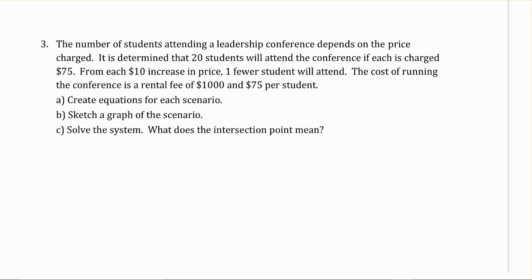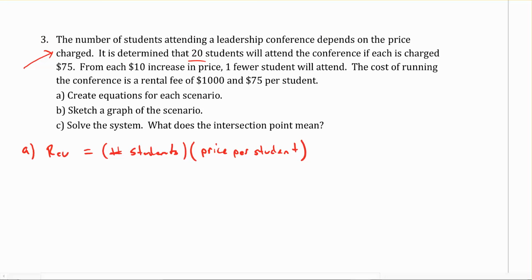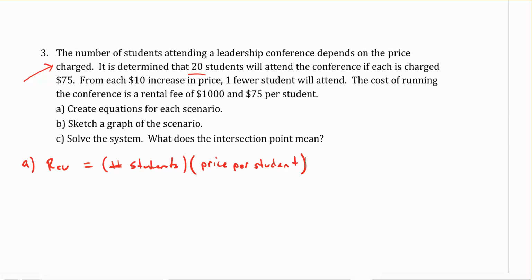Now for the last few questions, I'm going to help you set it up, but I'd like you guys to finish it. So this one says, the number of students attending a leadership conference depends on the price charged. We've done ones like these in other units, right? This should look familiar. It is determined that 20 students will attend the conference if each is charged $75. Okay, so this is one of those revenue questions, right? So it's revenue, our basic equation, is revenue is just going to be equal to the number of students times the price, right? Like that one should be pretty straightforward. Just that's how much money you would make, number of students, and then how much they get for each one. And so far, if we didn't have the number of students and the price going up and down, it says that this would just be equal to, so 20 students.